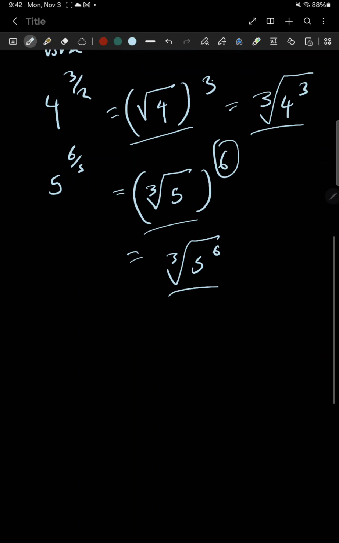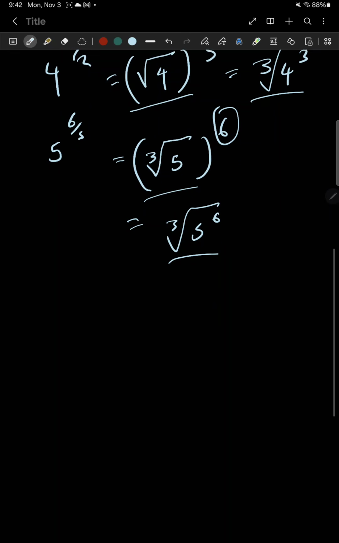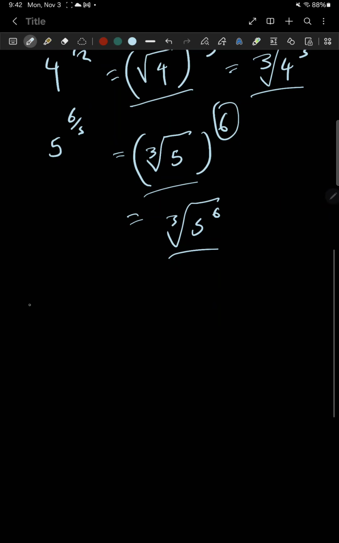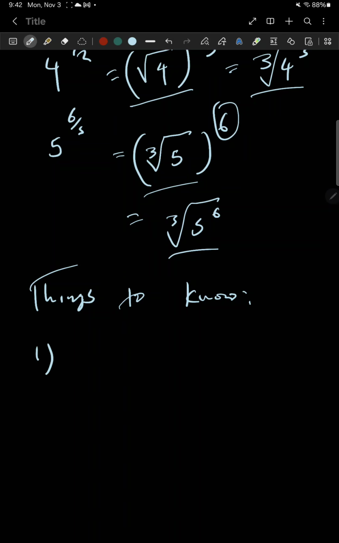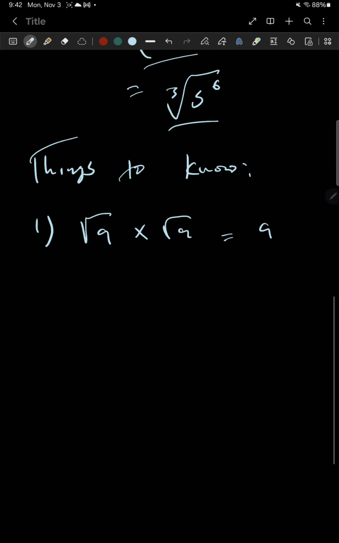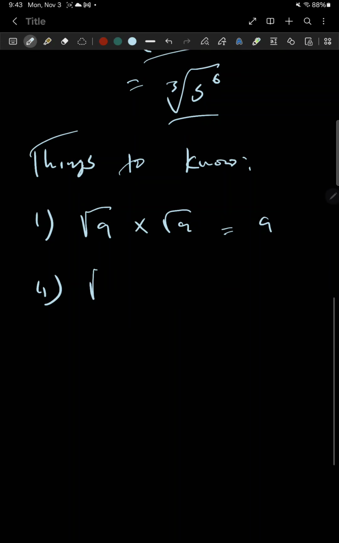Now you also need to know another expression. Things to know: number one, the square root of a times the square root of a, the answer is a. The second thing is that the square root of a times the square root of b is the same as the square root of ab. You need to know this.